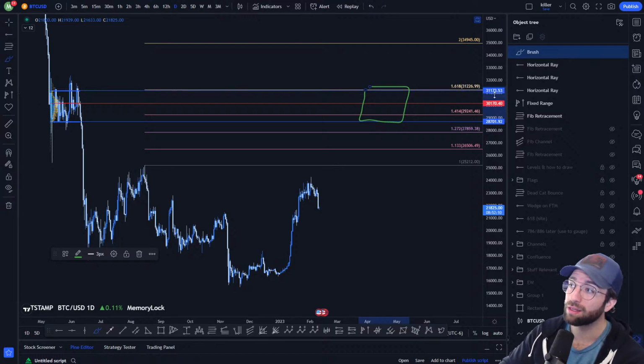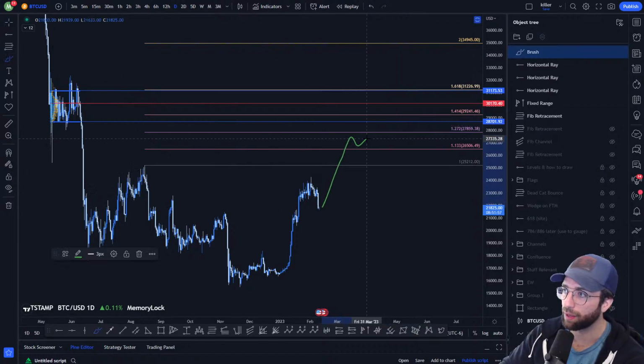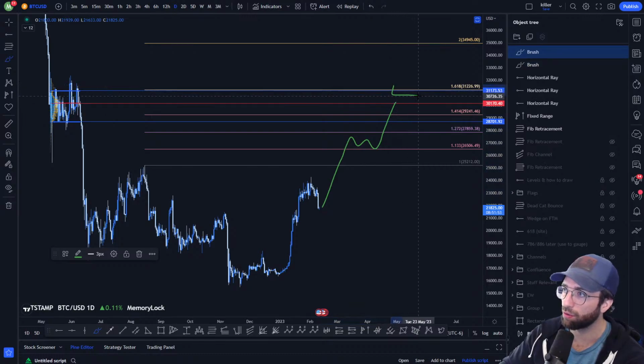And look at this. The 1.618 is exactly on top of, almost to the dollar, the value area high of the previous range, right? So what does that tell us? That tells us if price were to expand and continue up here, that this price zone is very key.